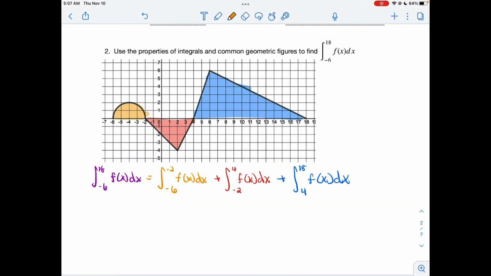Okay, so we're going to start by finding the area of the semicircle. And remember, the formula for the area of a semicircle is 1/2 the area of a circle, which is pi r squared. So the orange area would be 1/2 pi times, and our radius for the semicircle is 2, squared, which is equal to 2 pi.